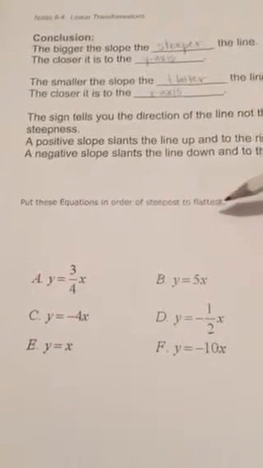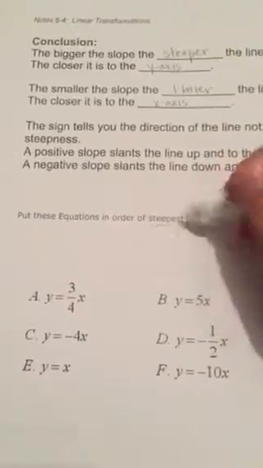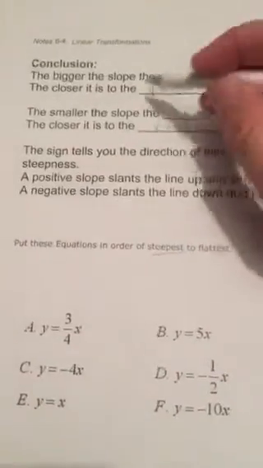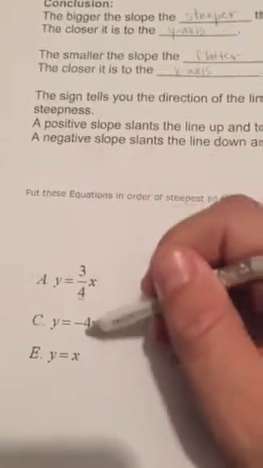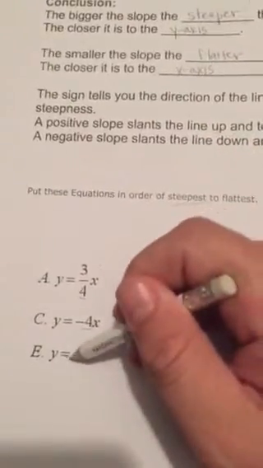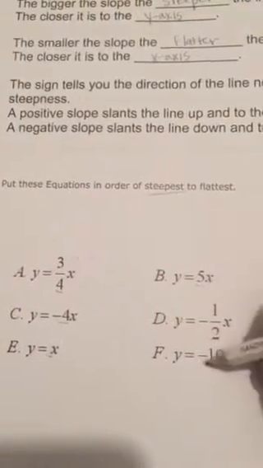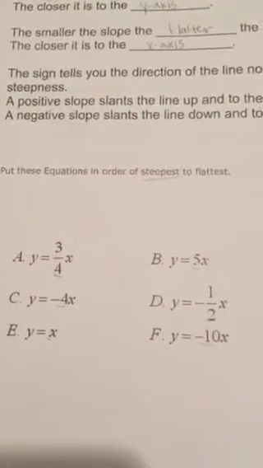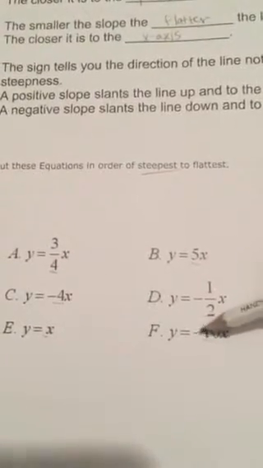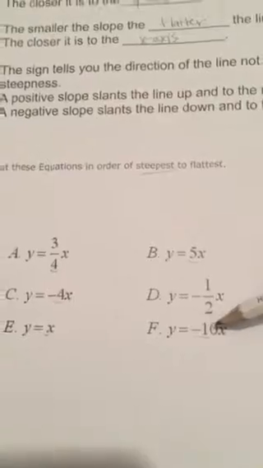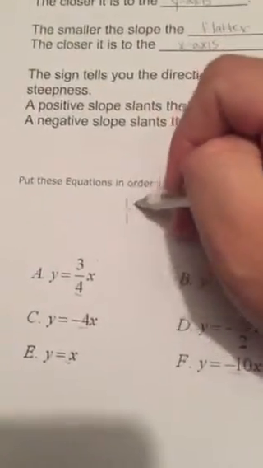So then right here it says to put these equations in order from the steepest to the flattest. For the steepest, what we're going to be looking for is a line that has a bigger slope. So here's the slopes right here. And we're not going to pay attention to whether it's positive or negative, because that only tells us the direction of the line. We're just looking for the biggest number. So I can see out of all of these numbers, even though it's negative, I'm going to ignore the fact that it's negative. I can see that this 10 is the biggest number, so F would be the steepest line.